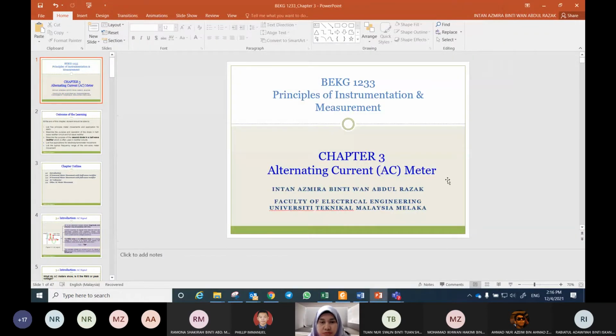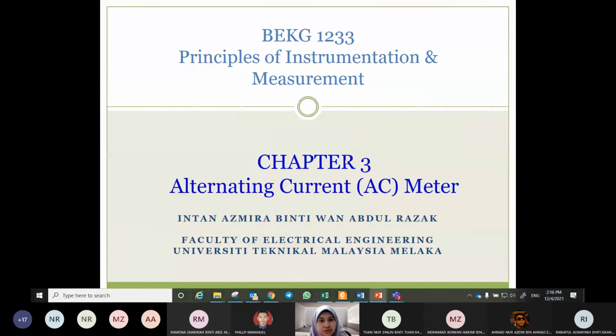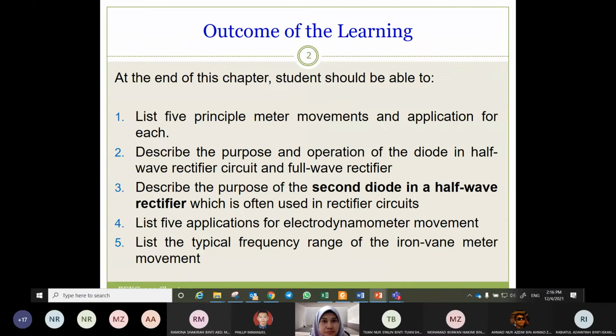Okay, chapter 3. I have uploaded notes on chapter 3 in Microsoft Teams. Chapter 3 is on AC meter. Chapter 2 was DC meter, chapter 3 is AC meter. These are the learning outcomes for this chapter.